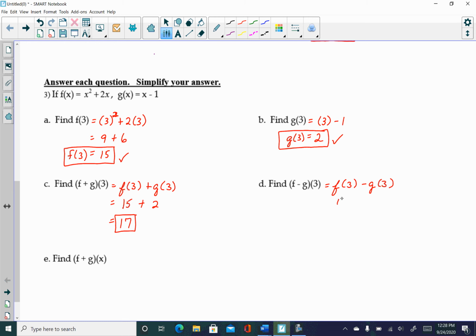You would repeat that process there in letter D. F of 3 we know is 15. Subtract your g of 3, which is 2. 15 take away 2, 13. Final answer.